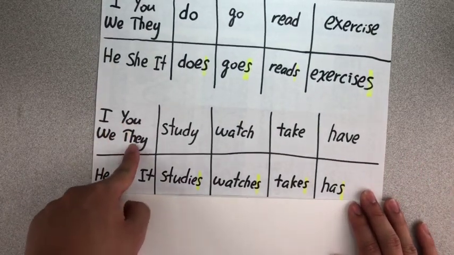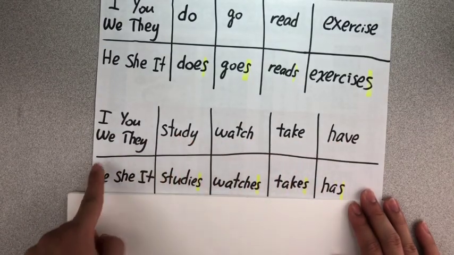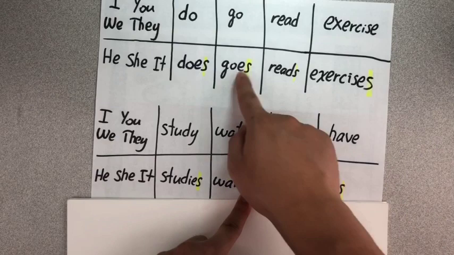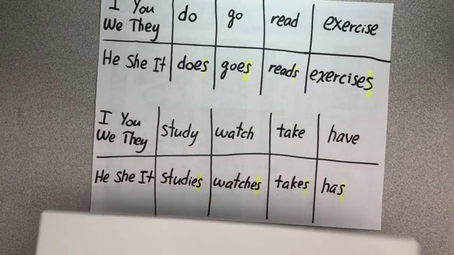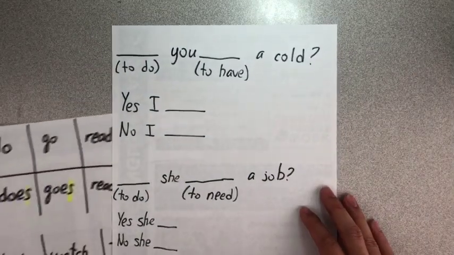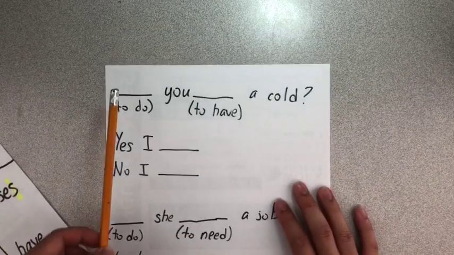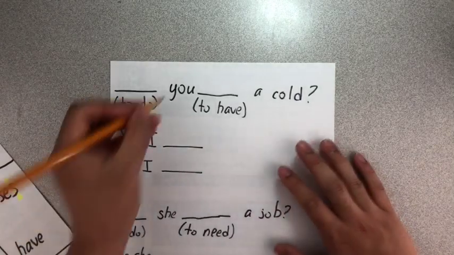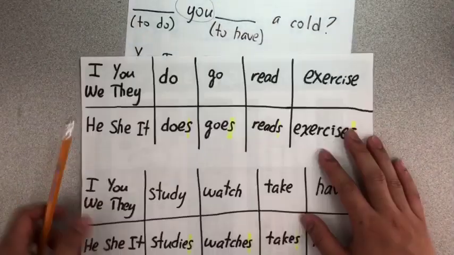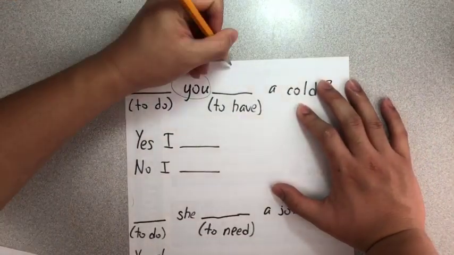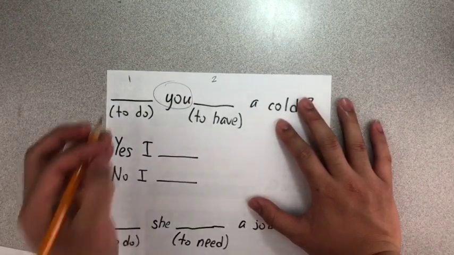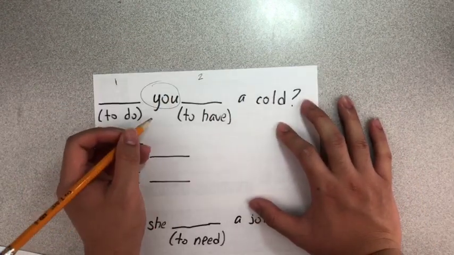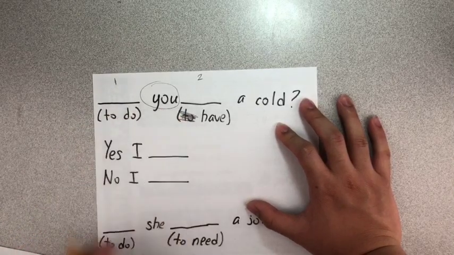I, you, we, they, we keep the word the same. He, she, it, we write the word with the letter S. And remember, we only change the first verb. So let's look at this. To do, you, to have a cold. The pronoun here is you. So let's see. This is the first verb. This is the second verb. So let's do the second verb. The second verb, we don't change. So we just erase to, and we have.